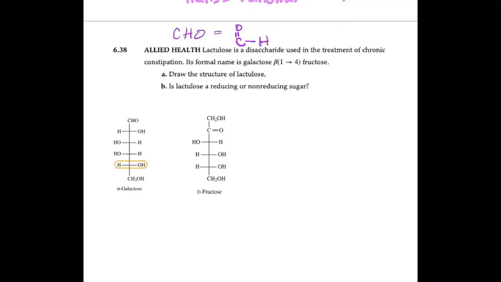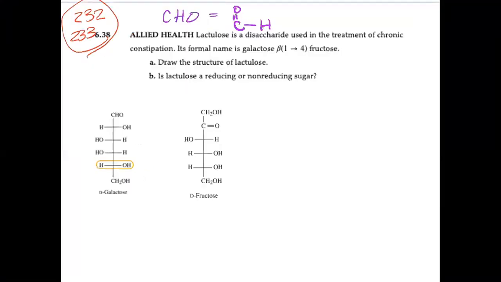In order to draw the structure, you have to go and get those individual Fischer projections of the carbons. They were on page 232 and 233. One was in the figure on 232 and one was in the figure on 233. That's where I pulled them from. I just pulled them straight from the book.